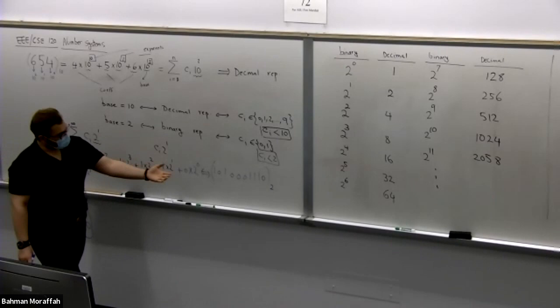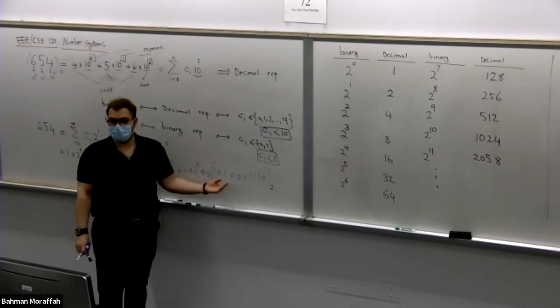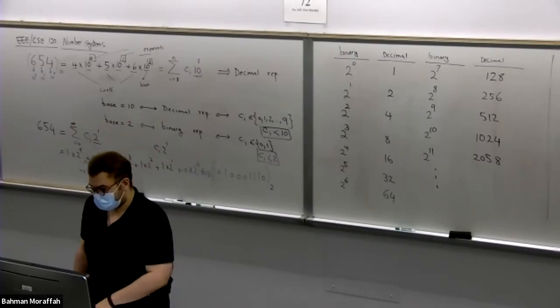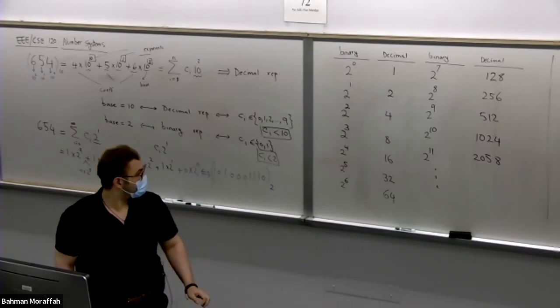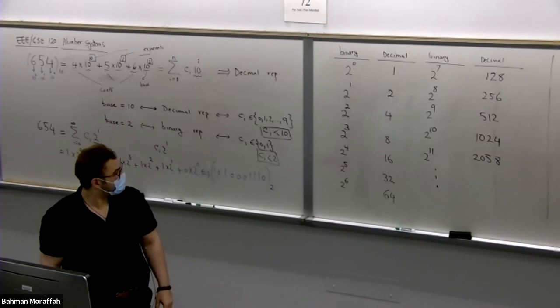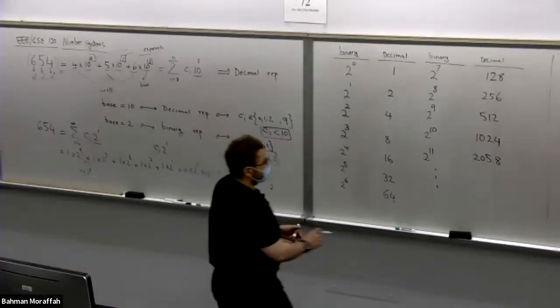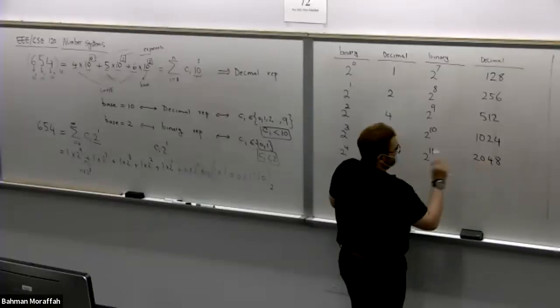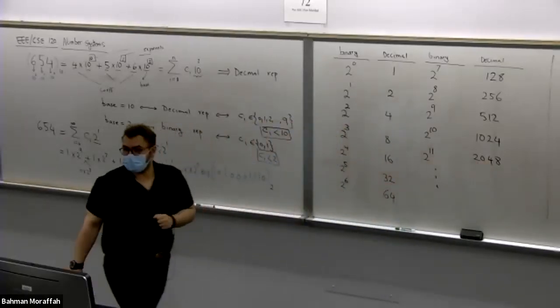Look at this number over here. Excuse me, Professor. Sure. In the chat earlier, it said that 2 to the 11 is 2048, and you wrote 2058. Oh, that's 2048. Yes, correct. Thank you. I don't know how I got to 58.